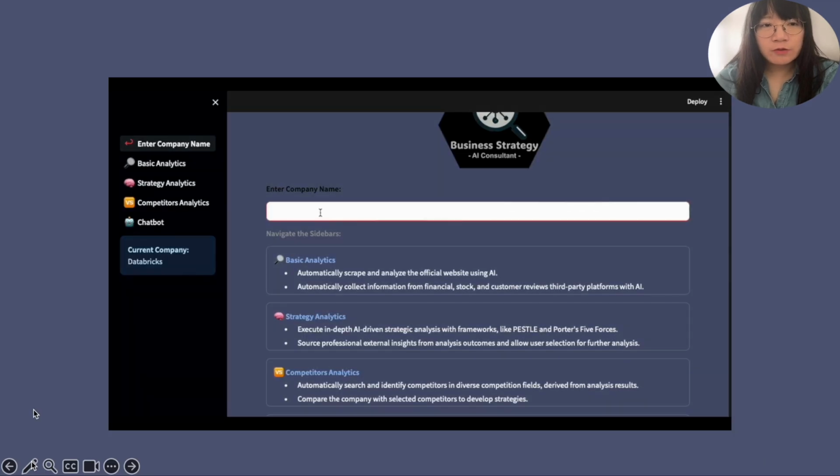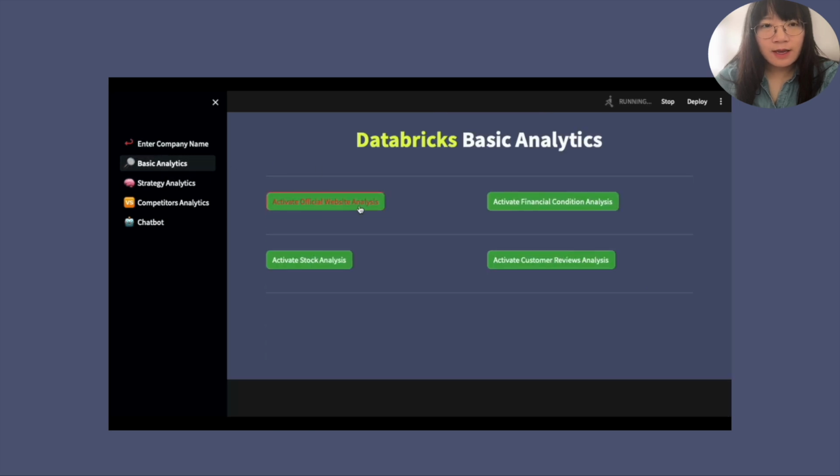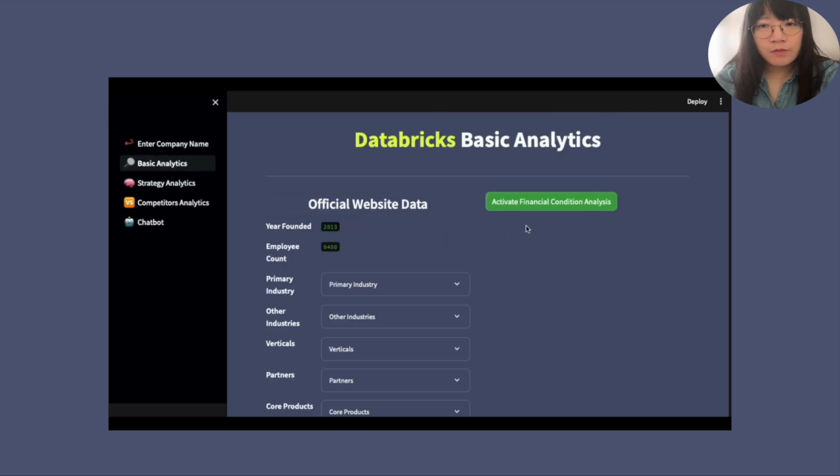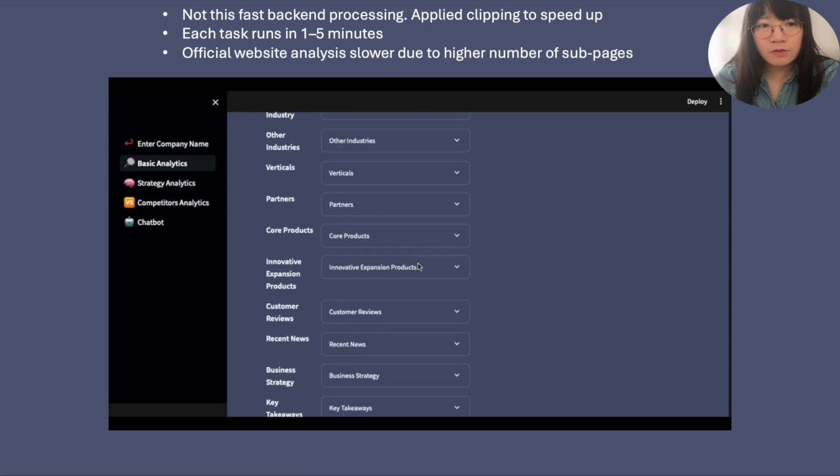Let's say we want to strategize for Databricks for demo purposes. Let's start with basic analytics. We want to retrieve data from an official website to analyze insights on what industries, the core and new products, strategy, partners, customers, and recent news.